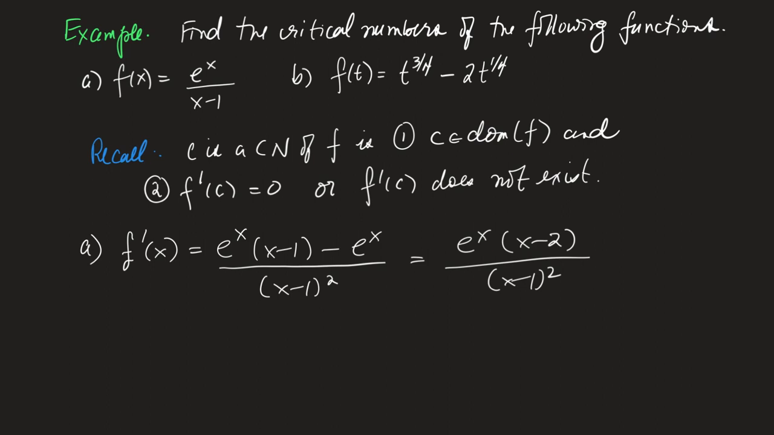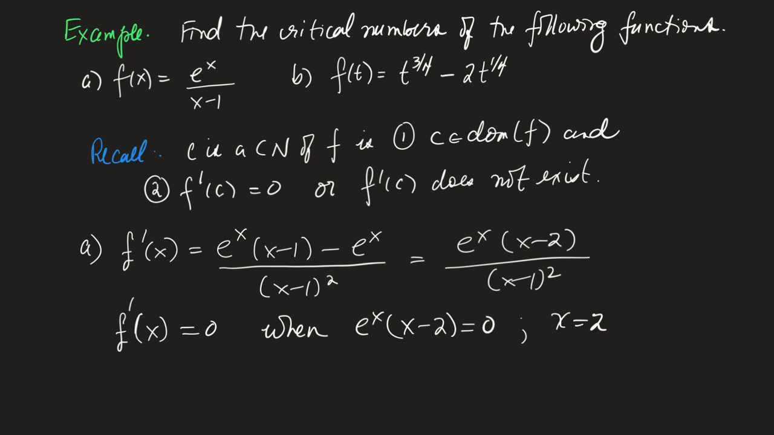So now I need to figure out where this is 0. So f prime x, it's rational, so it will be 0 when the numerator is 0. So that's going to be when e to the x times x minus 2 is 0. Of course, e to the x is never 0, so this is going to be 0 when x minus 2 is 0 or when x is 2. And of course, 2 is certainly in the domain of the original function. The only thing that's not in the domain is 1, right? So that will be a critical number.